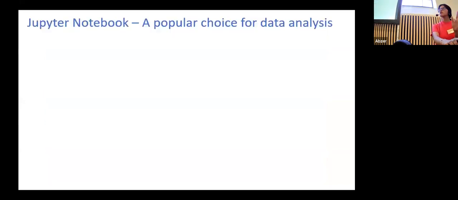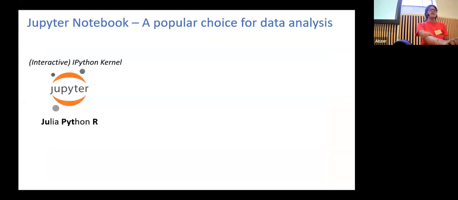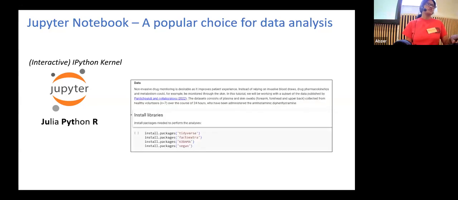So just a small introduction about why Jupyter Notebook is a popular choice for data analysis. It's just 10 years old, and it mainly works with the interactive Python kernel, shortly called the IPython kernel, and was mainly developed with the three core programming languages, Julia, Python, and R. That's why the name Jupyter. But now it supports several other languages. And this is just a little screenshot of how the Jupyter Notebook looks.